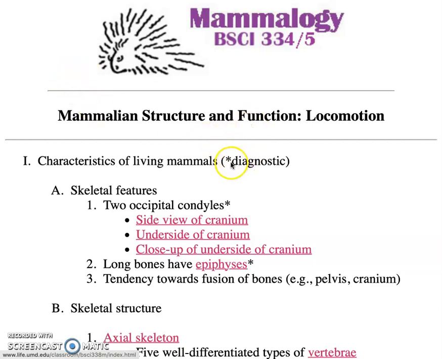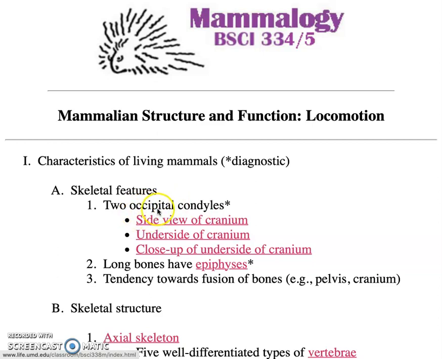If the characteristic has an asterisk by it, it means it's a diagnostic characteristic. That means that only mammals show this particular characteristic. So if we look at very basic skeletal features, the first thing that we run across is that at the base of the skull of a mammal, there are two occipital condyles.